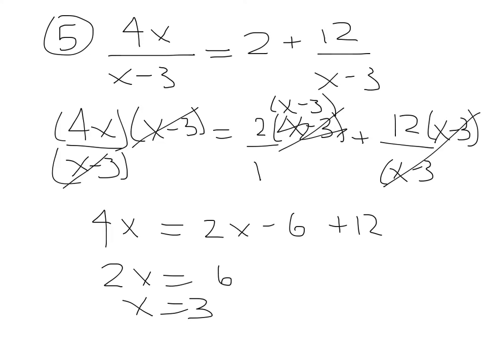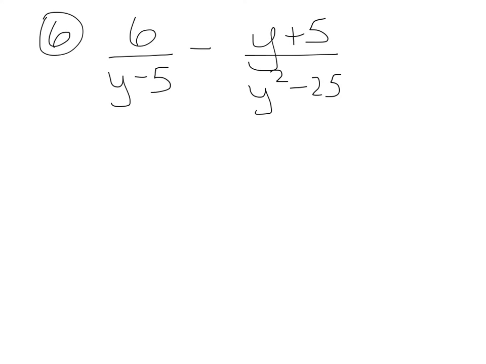Of course, when I check this answer in the problem, I would have 3 minus 3 in each of these positions, which would be 0. We cannot have 0 in the denominator. That means there is no solution to this problem. So we would say the answer is either the null set or the empty set. They both mean the same thing.